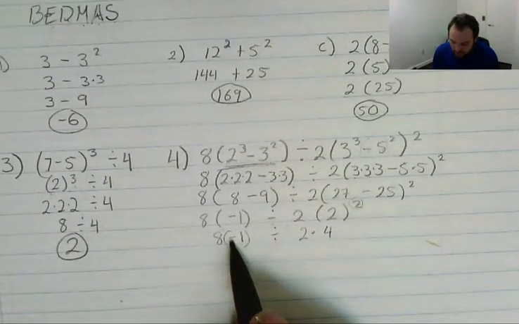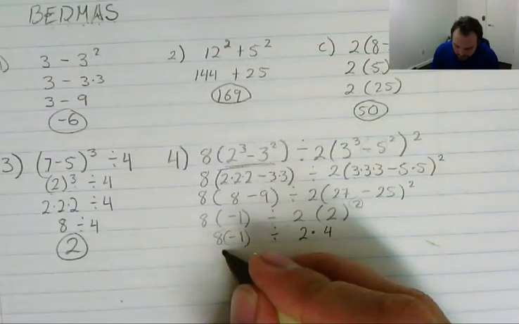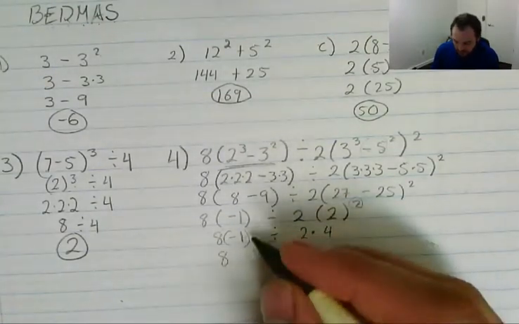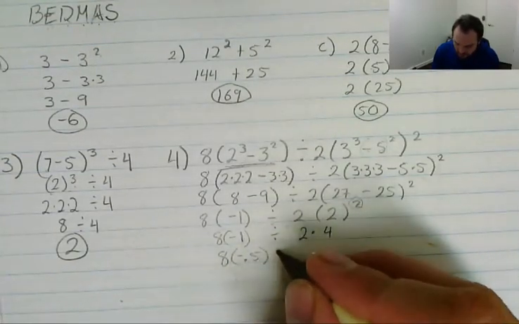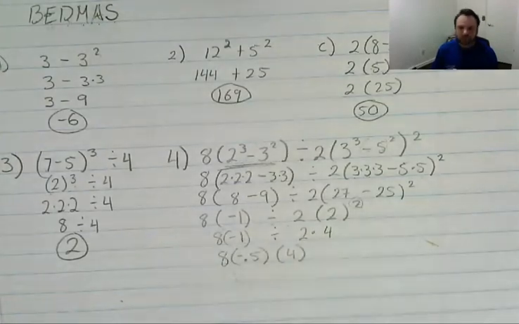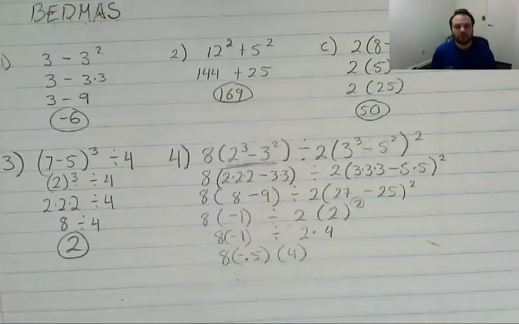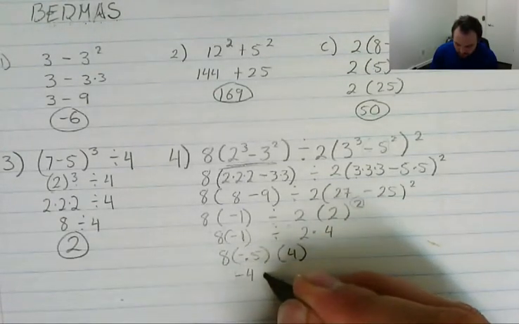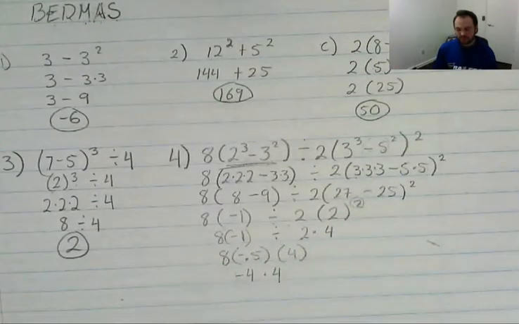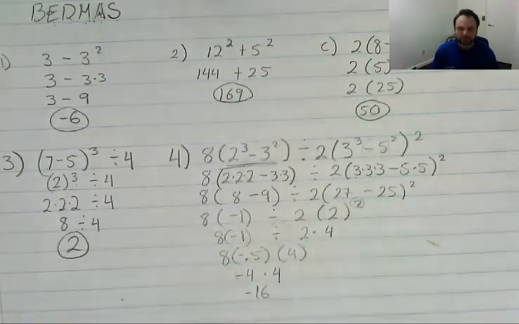We have negative 1 divided by 2. So in this case here, we're going to have 8. Negative 1 divided by 2 is negative 0.5. And then I have to multiply by 4. Okay? So let's continue this here. What is 8 times negative 0.5? 8 multiplied by negative 0.5 is going to be negative 4 multiplied by 4. Now, negative 4 times 4 is going to give me negative 16.